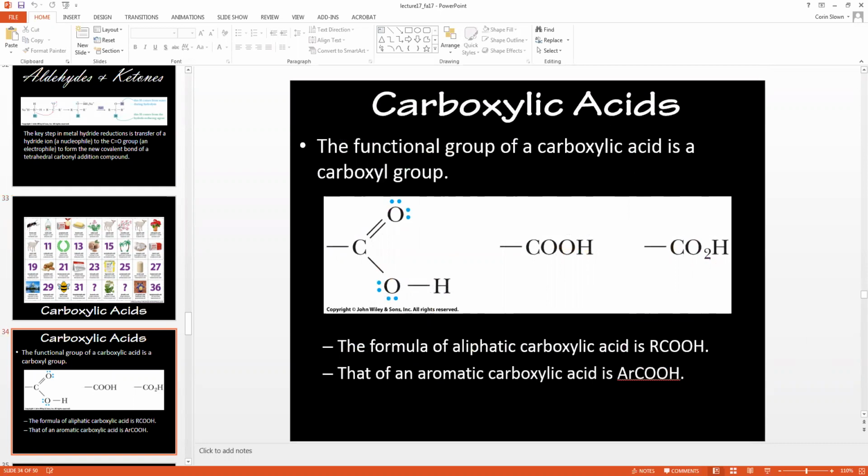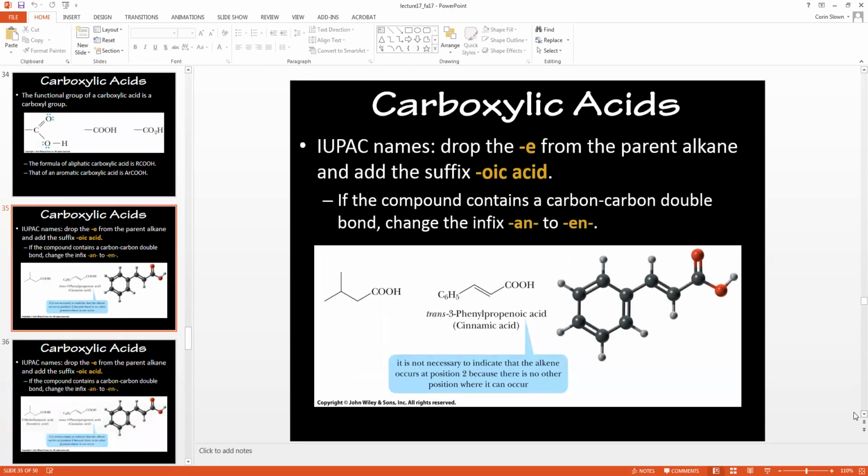The formula of an aliphatic carboxylic acid is RCOOH. The formula of an aromatic carboxylic acid will be ArCOOH. And that's going to be important because when we think about IUPAC names, we're going to drop the E from the parent alkane. We're going to add the suffix oic acid. So if the compound contains a carbon-carbon double bond, then we can change that infix from AN to EN. So for example, if we take a look at each of these three molecules, how could we name them? Different representations. Take a pause if you need to.